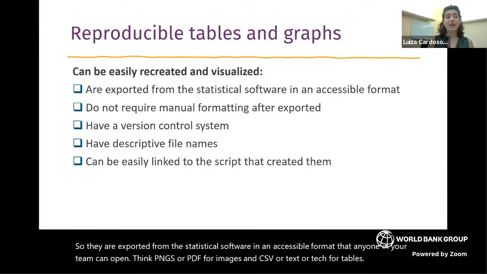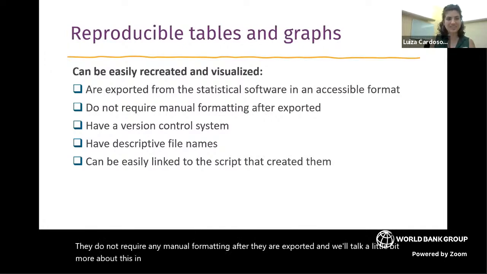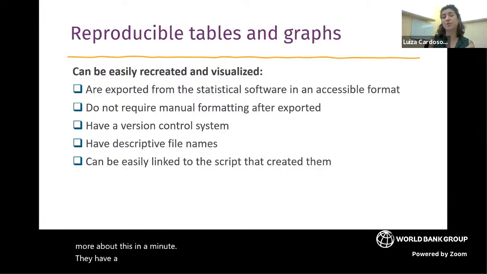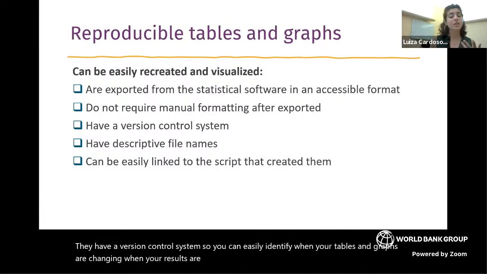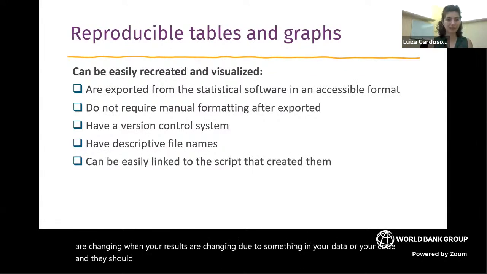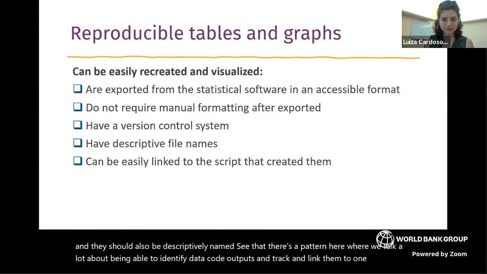They do not require any manual formatting after they are exported, and we'll talk a little bit more about this in a minute. They have a version control system, so you can easily identify when your tables and graphs are changing, when your results are changing due to something in your data or your code, and they should also be descriptively named. See that there's a pattern here where we talk a lot about being able to identify data, code, outputs, and track and link them to one another quickly.